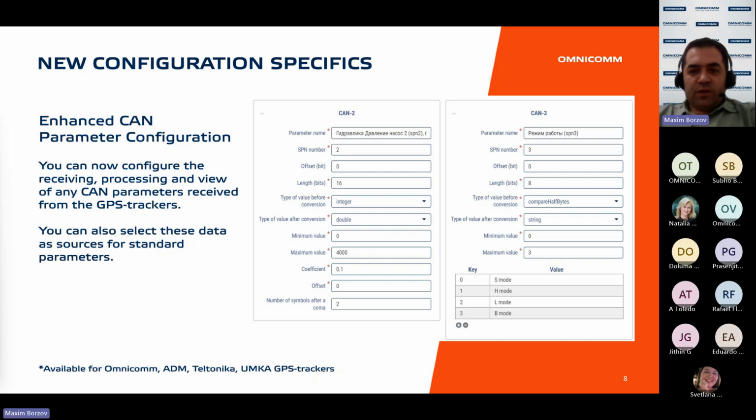In scenarios involving monitoring the operating mode of auxiliary equipment, where multiple states are received in numerical form, users can establish conversion to a textual string value. This can be achieved by creating a conversion table that maps numerical values or keys to corresponding textual representations. You can see the example on your slide. This enhanced functionality is available for Omnicomm, ADM, Teltonika, and UMCA terminals as of now.